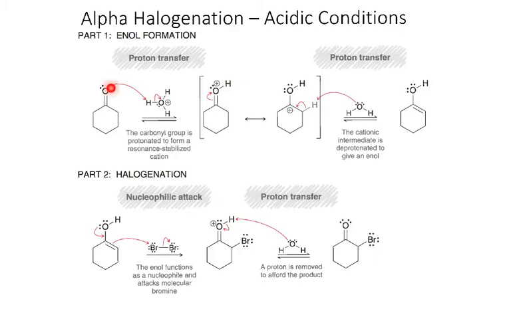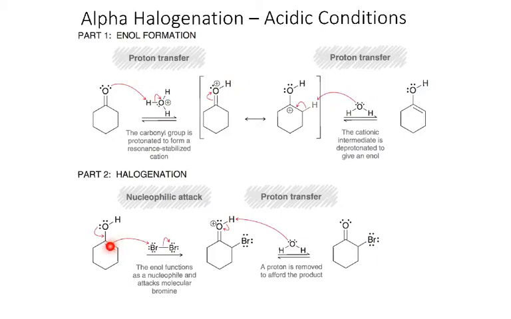First we protonate the ketone. We then have these two resonance structures where we can move the pi bond up to the oxygen, giving us the carbocation. And then in the deprotonation step, we remove the hydrogen from the alpha position and we form the double bond. Once we've formed the enol, we can then do the halogenation, which is really just two additional steps.